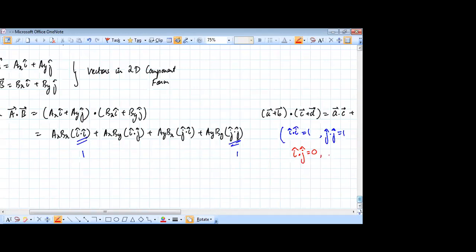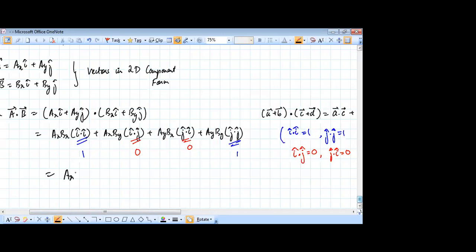Commutative property, J cap dot I cap, yeah, 0 because they are perpendicular. So this term and this term, they will become 0. So finally, substituting that, what we are left with is a very simple formula.